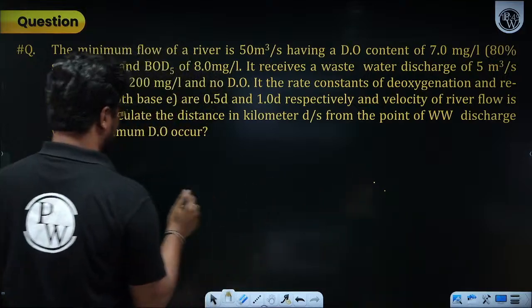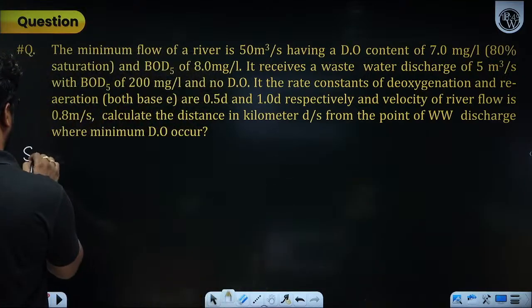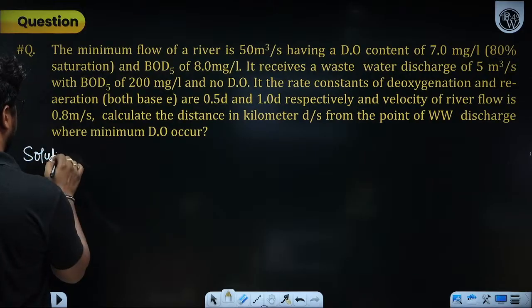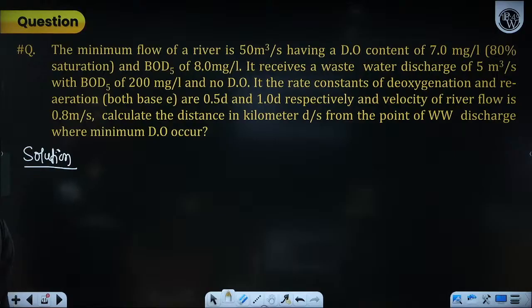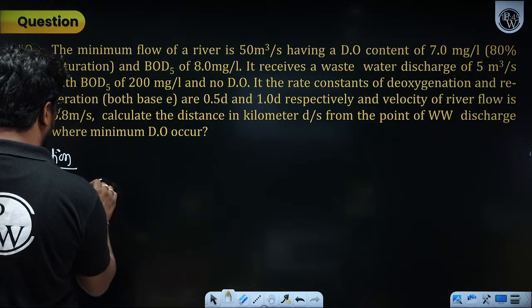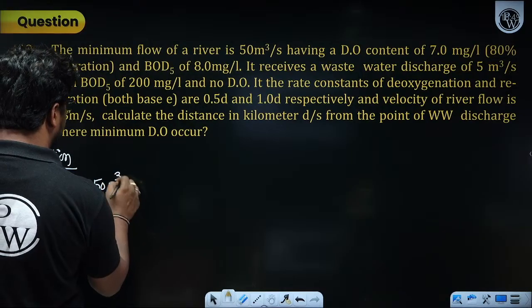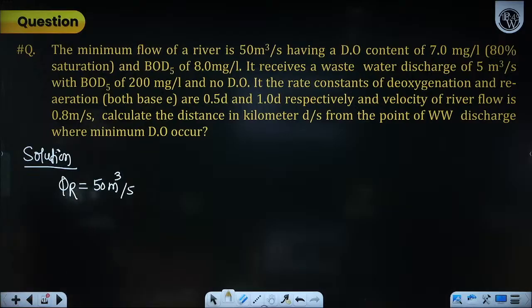Okay, so I hope you have noted down all the given data. The minimum flow of a river is 50. So the QR for the river is given as 50 meter cube per second. All of you solve this question with me so that you will not have any doubt in the formula.